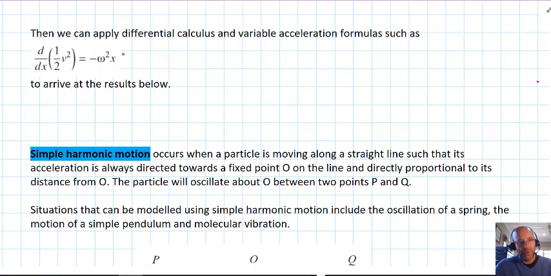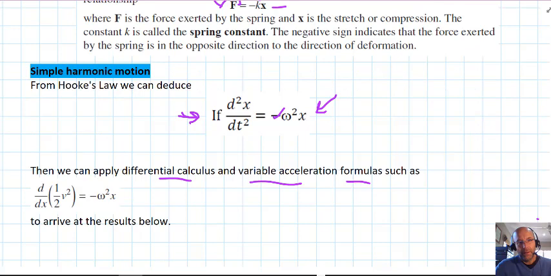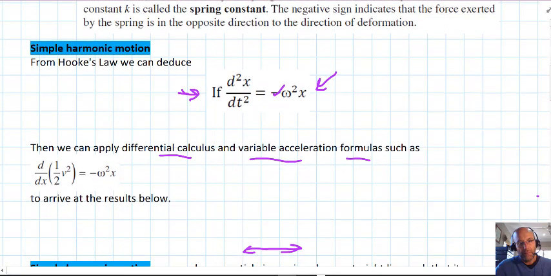The other results, which you'll see below, by the way, we can get them. I'm not going to show them in this video for length considerations, but we can use the derivative and the variable acceleration formulas that we've been looking at to arrive at the results I'll show you soon. So to summarize, simple harmonic motion happens when we've got some point mass moving along a straight line. Now it doesn't have to be up and down, it can be horizontal, okay? And I did say horizontal in the title of the video. It is mostly horizontal, but simple harmonic motion can happen vertically as well.